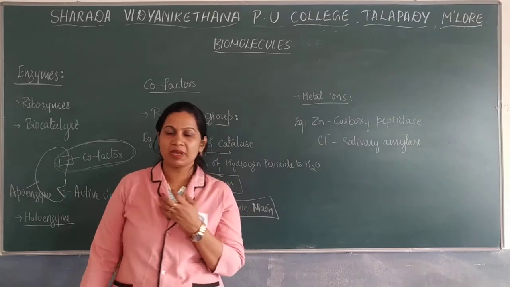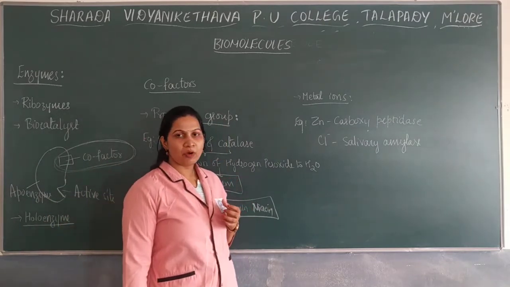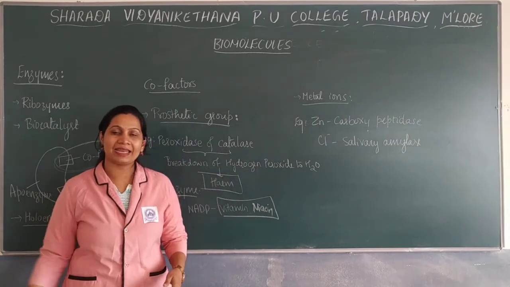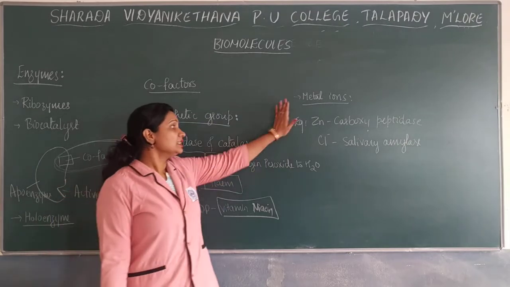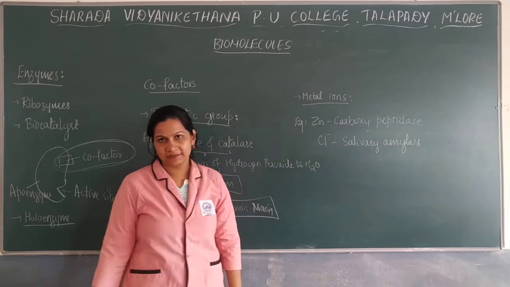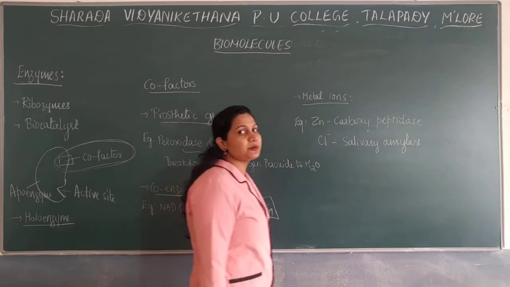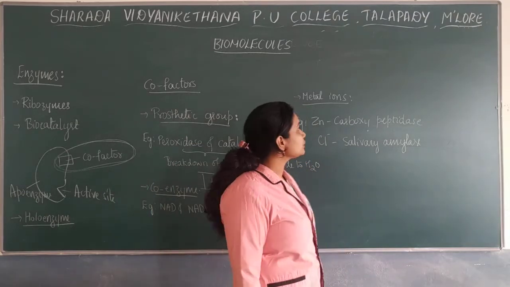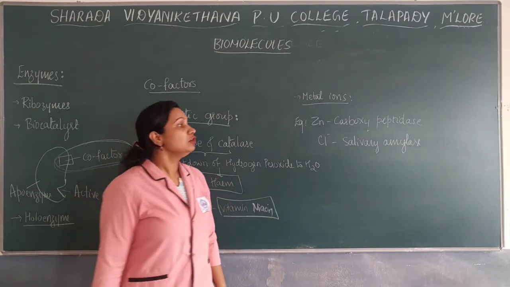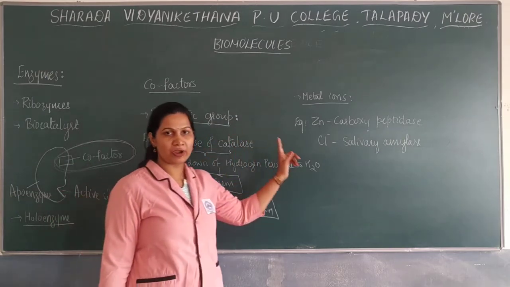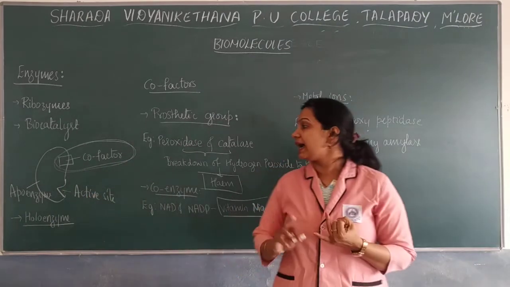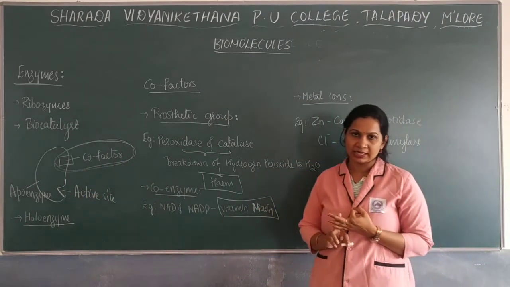In our mouth, salivary amylase is present. For carbohydrate digestion, chloride mainly acts as an activator, and it will activate the reaction. See, these enzymes will also work without the activators, but if the activators are present, the reaction will be faster. So that is regarding the metal ion activators. So these are the three types of cofactors: a prosthetic group, a coenzyme, and metal ion activators.